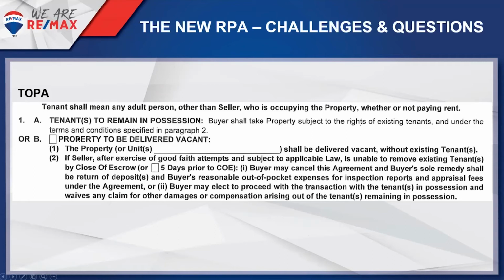Don't omit the TOPA. Because if you can't get him out, the buyer's sole remedy is the return of his deposit and the reasonable out-of-pocket expenses for inspections and appraisals. Not his temporary living expenses and all of that kind of stuff. It can get real expensive if you have a tenant who doesn't get out of a property, but the seller's obligated to sell it vacant and you don't have a TOPA.